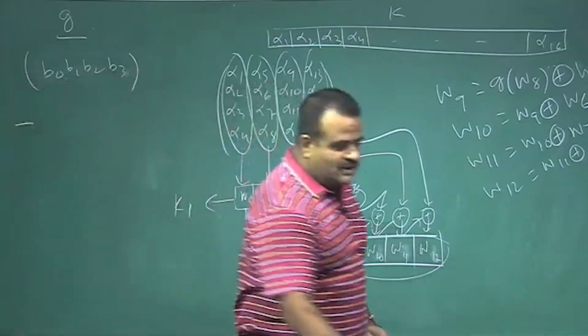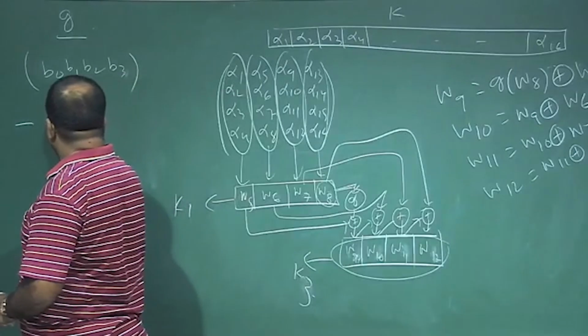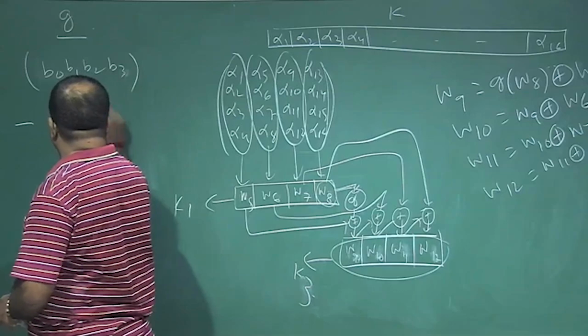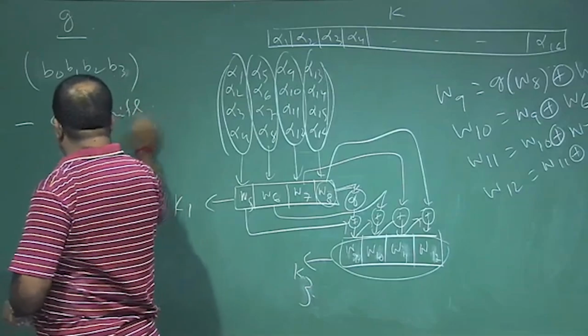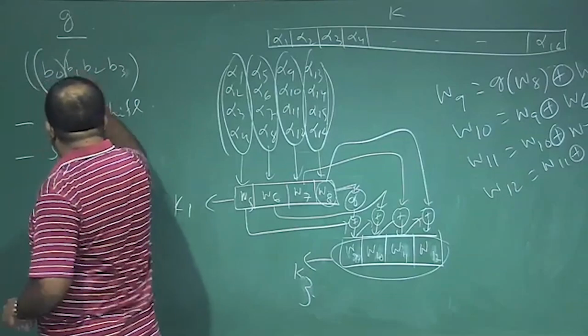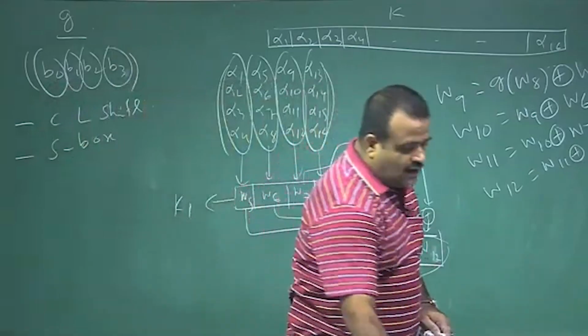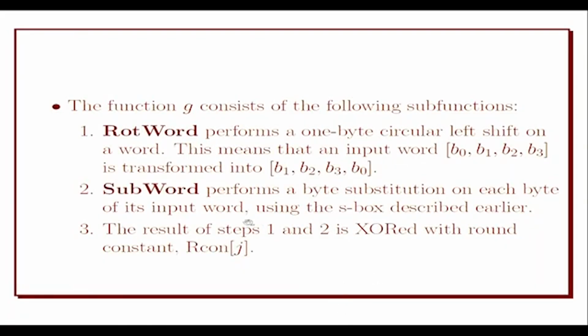Can you go to the slide please? So, we are making a circular left shift. This is the first operation we are doing. Then we are performing the S box sub-byte operation on each of these BIs.